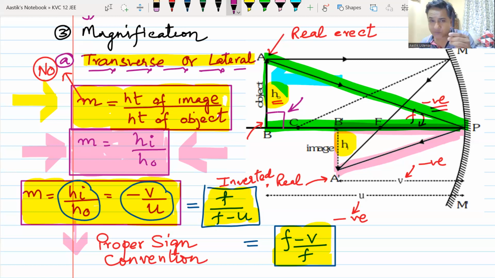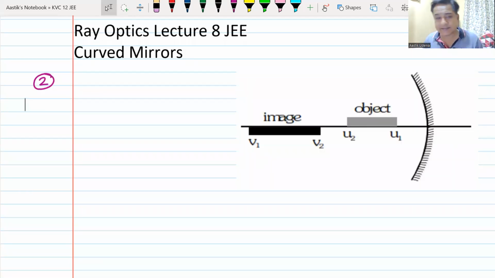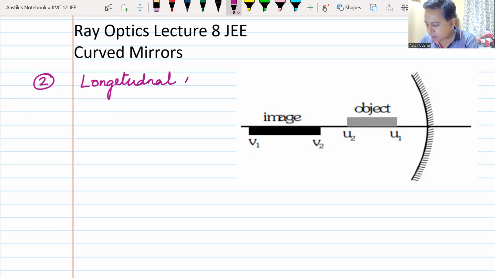And what could be the next way in which I can place this object? This is the principal axis. Rather than placing it like this, I can place it like this. We call it along the axis. We are placing the object along the axis. And in that case, the magnification is known as longitudinal magnification. So the next heading is longitudinal magnification.